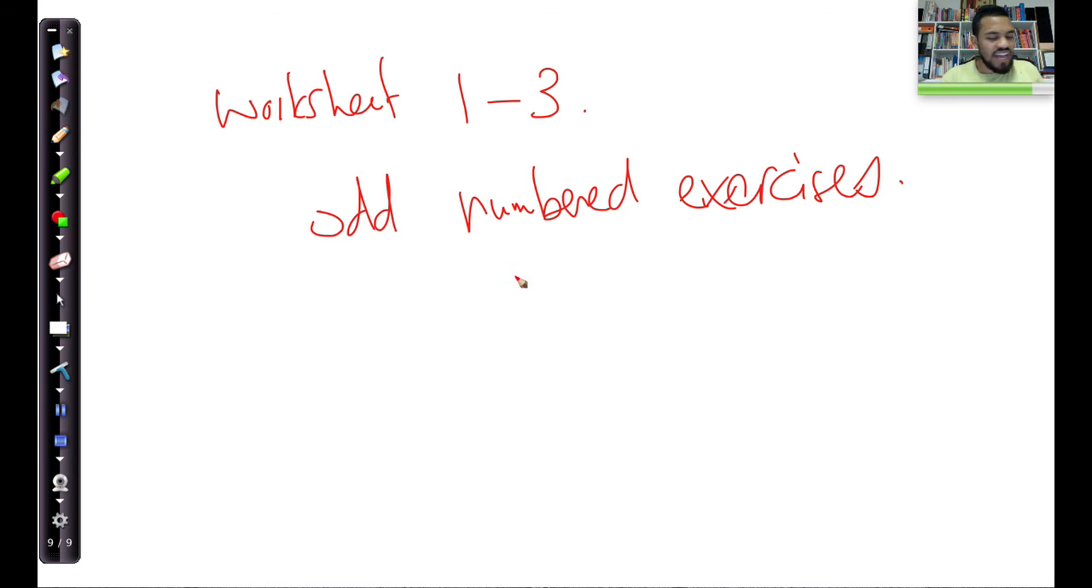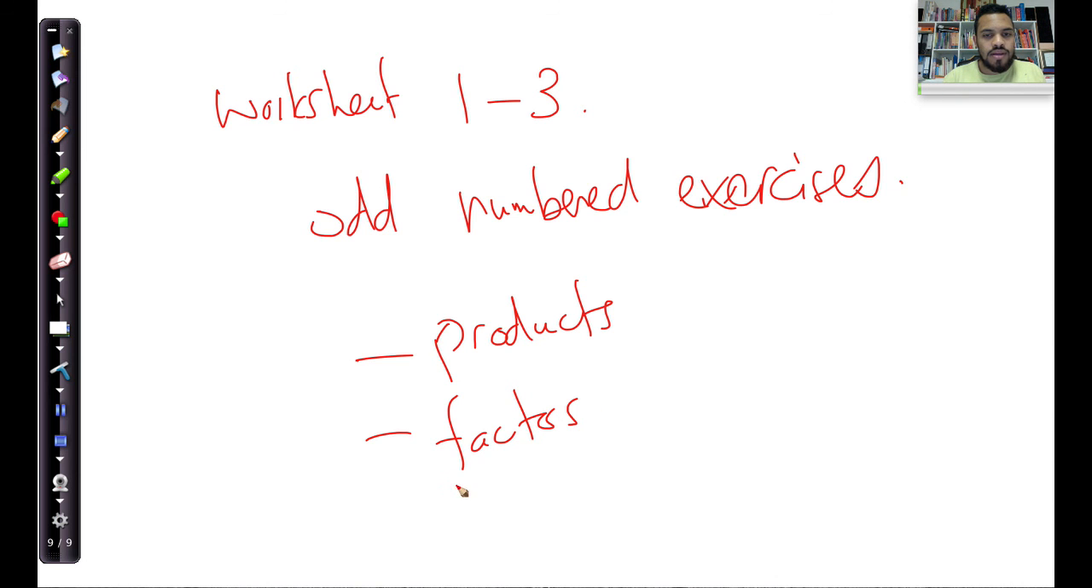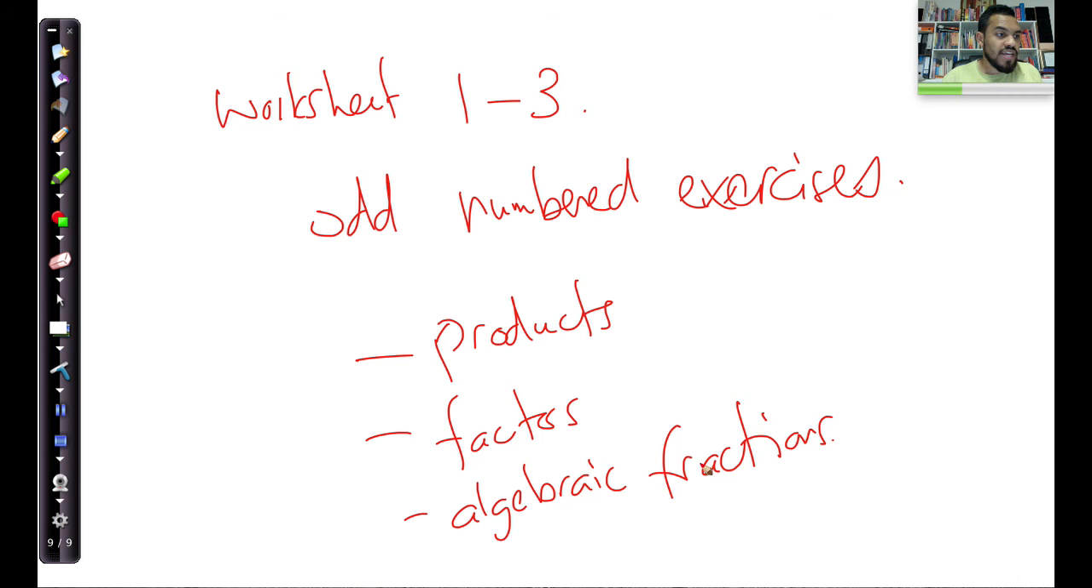In the next video we'll tackle the following. We'll speak about products, we'll speak about factors, and then after that we'll talk about algebraic fractions. That's what is in store for us. So please do complete the videos and the exercises on worksheets 1 to 3, section A. Okay.